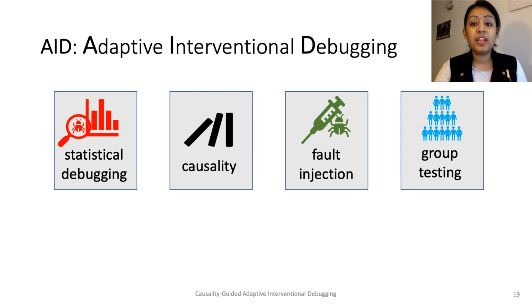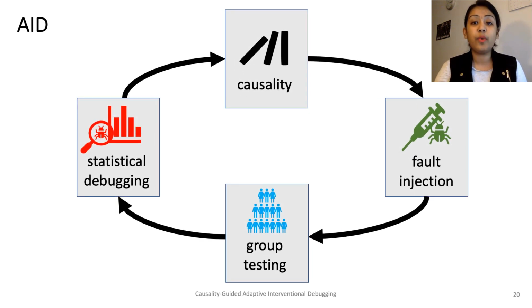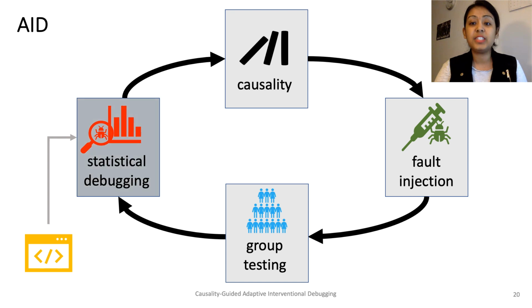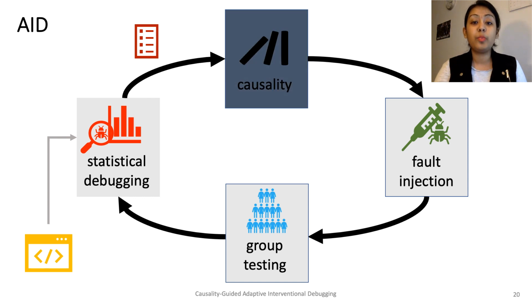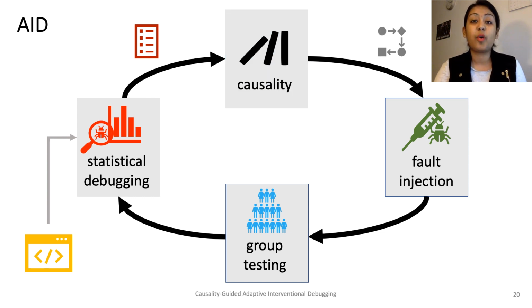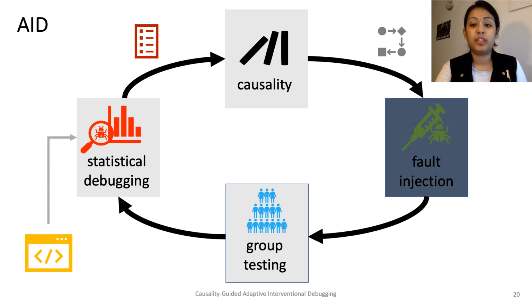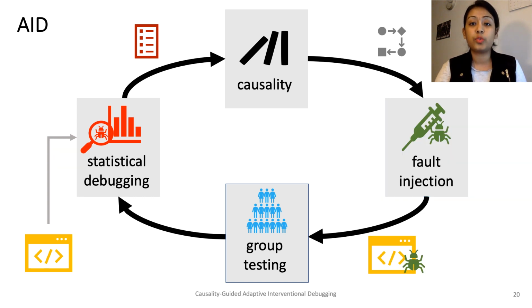Our approach AID is built on 4 existing techniques and combines them in a novel way to achieve our goals. Given an application that fails intermittently, AID first uses statistical debugging to find a list of candidate predicates. AID then uses causality principles to make an initial guess about the causal relationships of these candidate predicates. AID then verifies causality by actually tweaking the predicates. For tweaking predicates, AID injects faults to the source code.